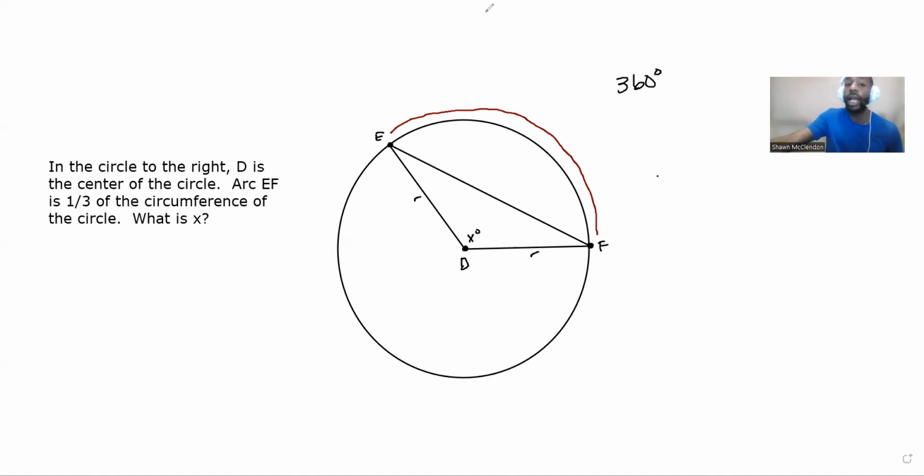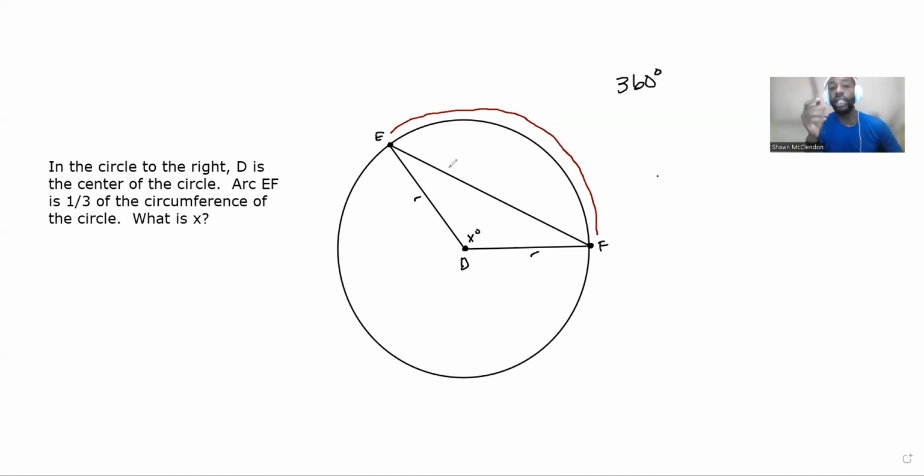Now, keep in mind also that this angle is associated with this particular arc. The arc is related to the angle measure of the circle from the center of the circle. So arc EF is related to angle X, because it's the portion of the circumference that is directly opposite that particular angle measure, that part of the circle. So what is X? They tell us that EF is 1/3 of the circumference.